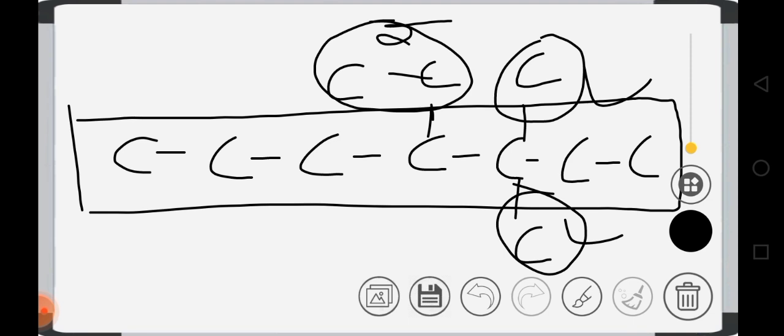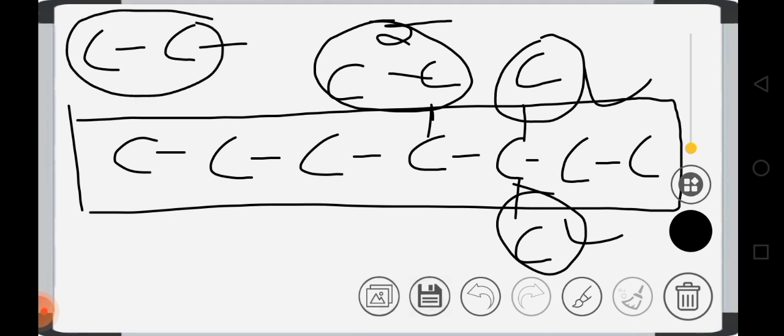So what is the name of this one? Remember, I already told you before. This one is what? Something like this. What is the name of something like this? What is the name of that?